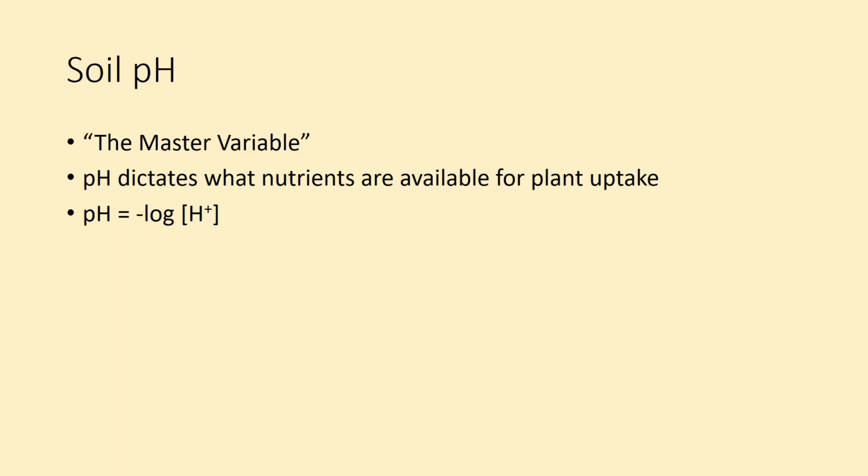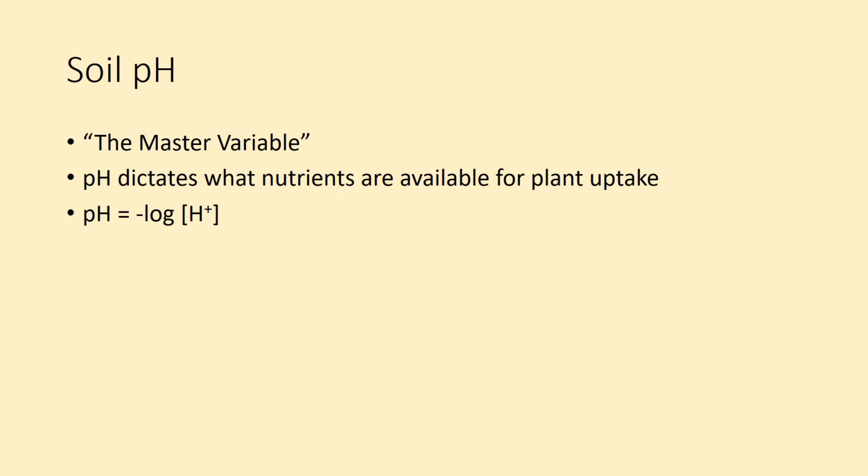To begin, we will talk about soil pH. Soil pH is often called the master variable. This is due to the fact that soil pH dictates what chemical form essential plant nutrients will take, and then it will determine if these nutrients are plant available. We'll talk more about this in the next slide, but let's first define what is pH.